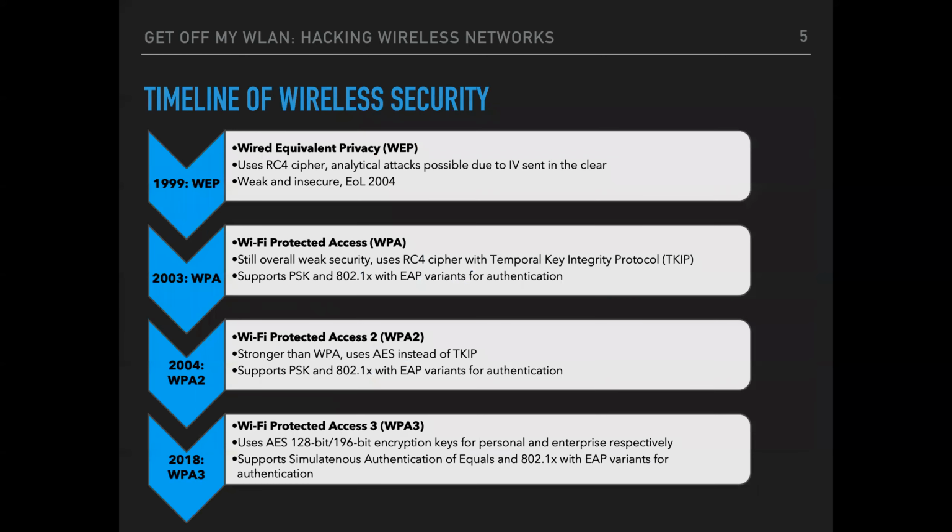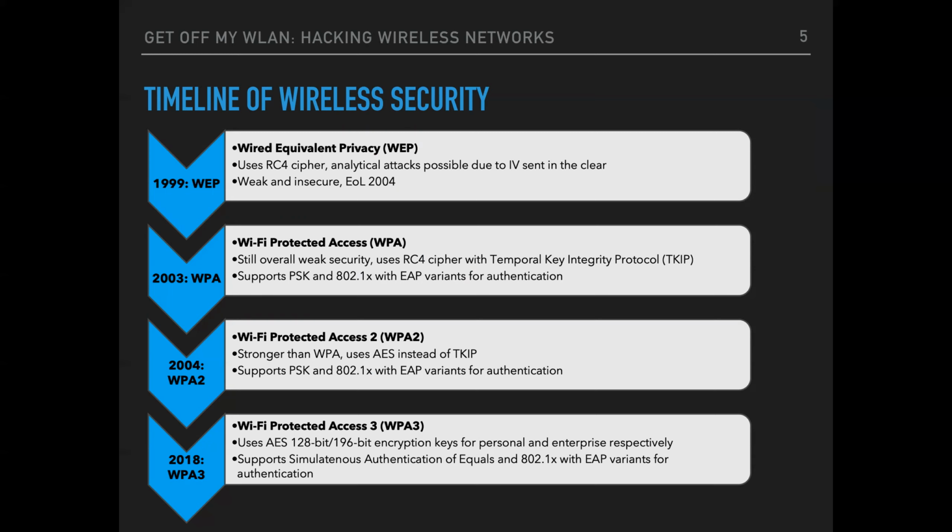So as wireless networks have evolved, the Wi-Fi Alliance has developed several security protocols to help improve wireless network security. And in 1999, WEP, or Wired Equivalent Privacy, was released, which uses the RC4 cipher and is vulnerable to analytical attacks due to the initialization vector being sent in the clear. Hopefully, we're not seeing too many networks still being configured with this today, as it reached its end of life in 2004 when WPA2 was released.